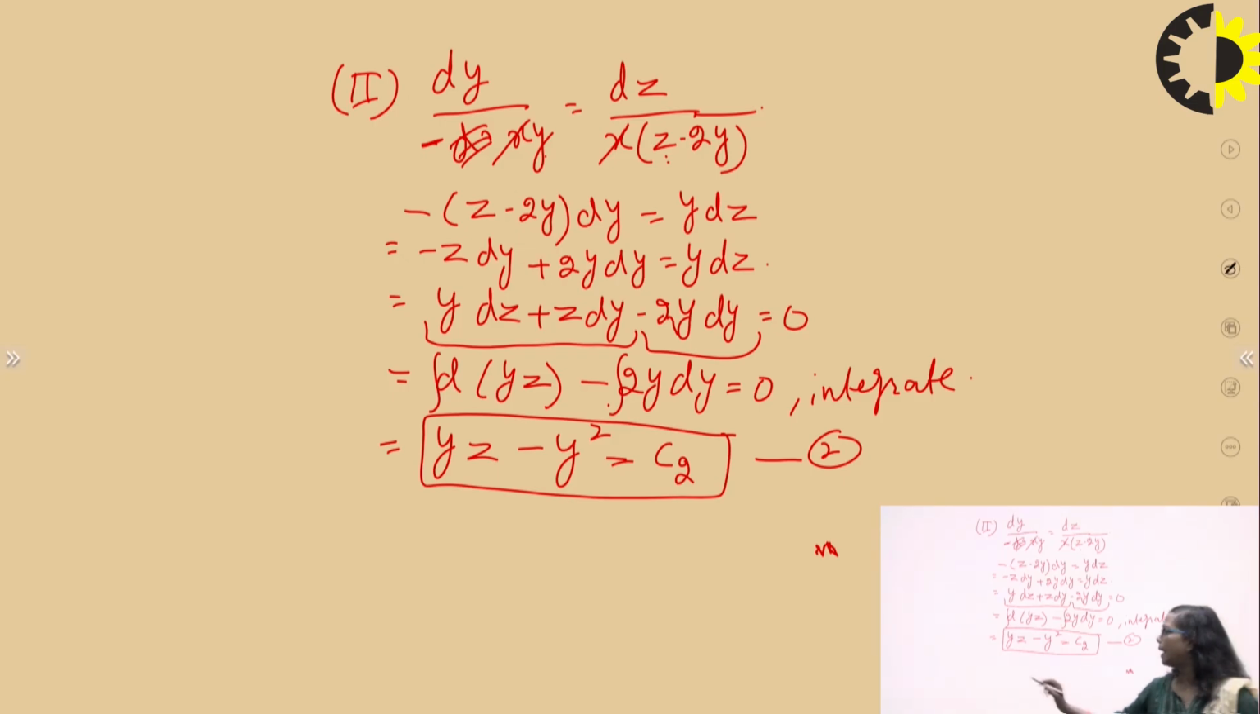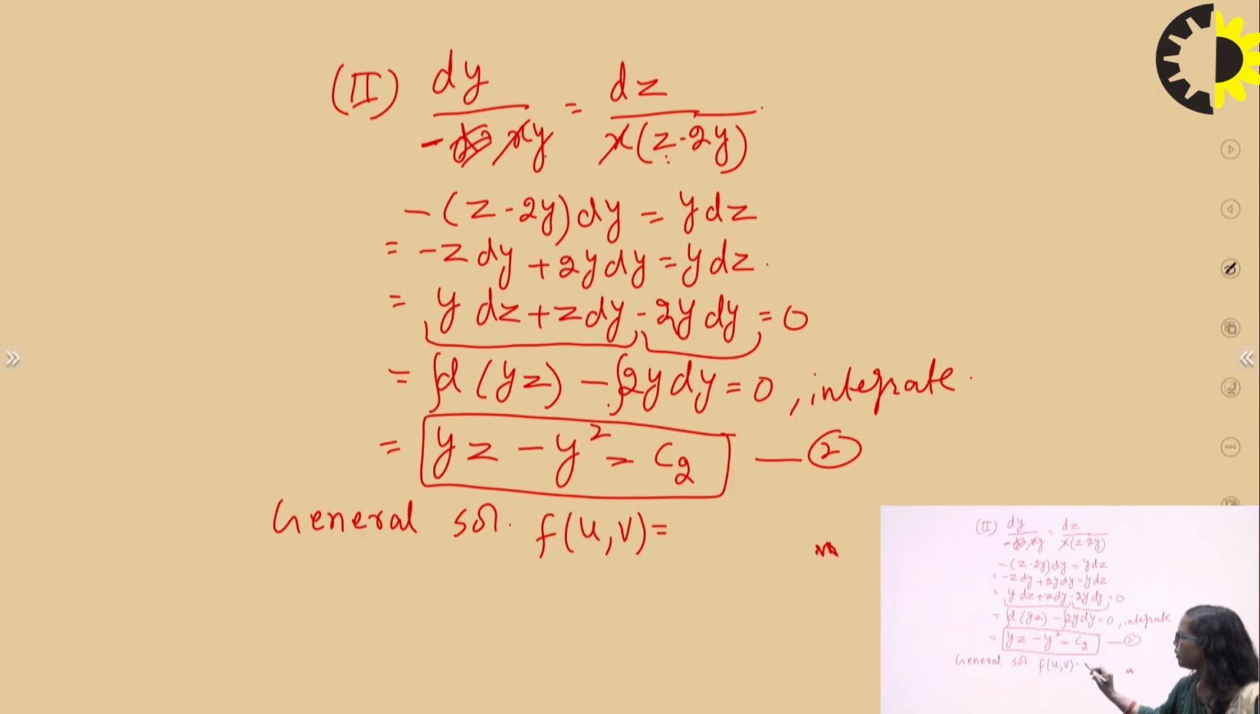And finally, I need to write down my general solution, or I can say my complete solution. What is the form of general solution? It's f of u comma v equal to 0. This is the form of general solution. We have already discussed it in the working rule.